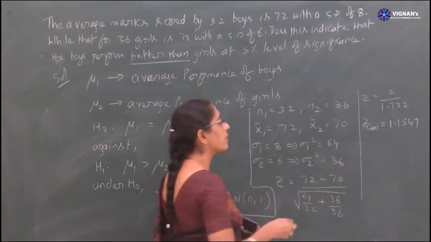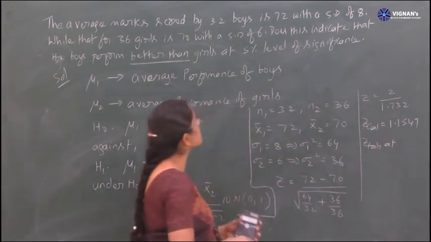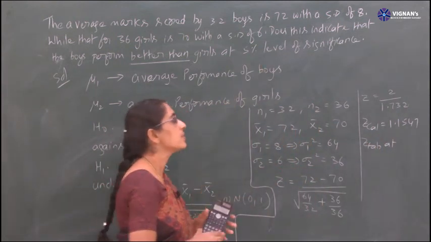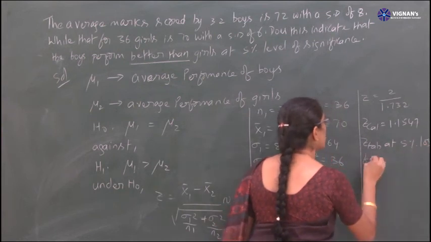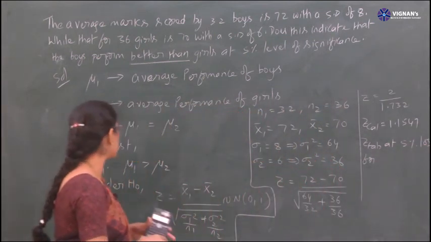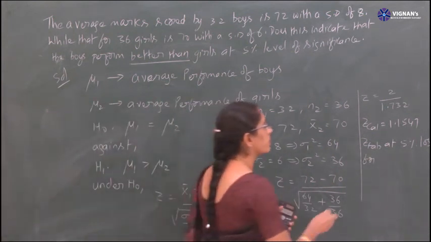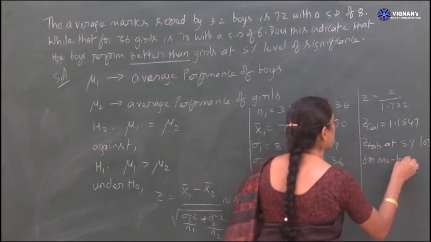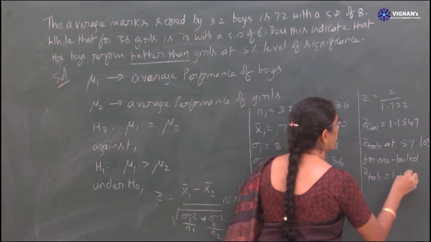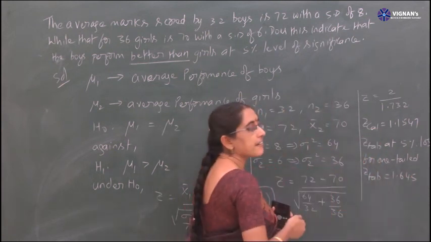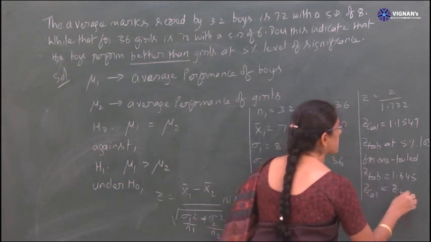Now we have to obtain the tabulated value of Z. Here they are asking you to test at 5%. So Z tab at 5% level of significance for the corresponding alternative, which has the greater than symbol, is right tail. That means one tail. So the 5% one tail value is 1.645. So Z tab is 1.645 and Z cal is 1.1547. That means Z cal is less than Z tab.